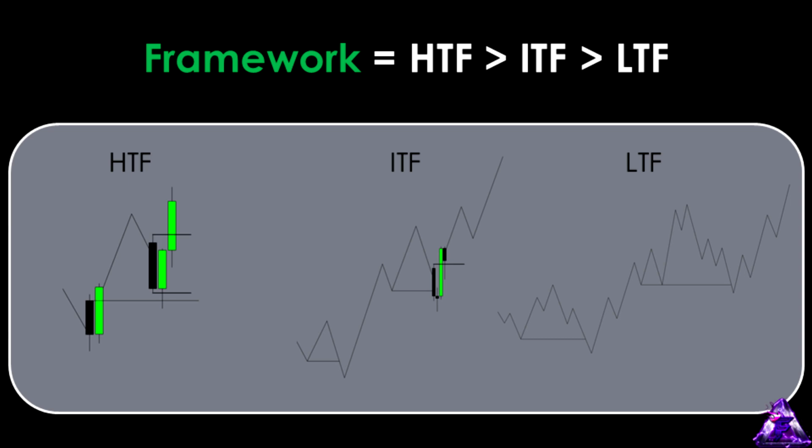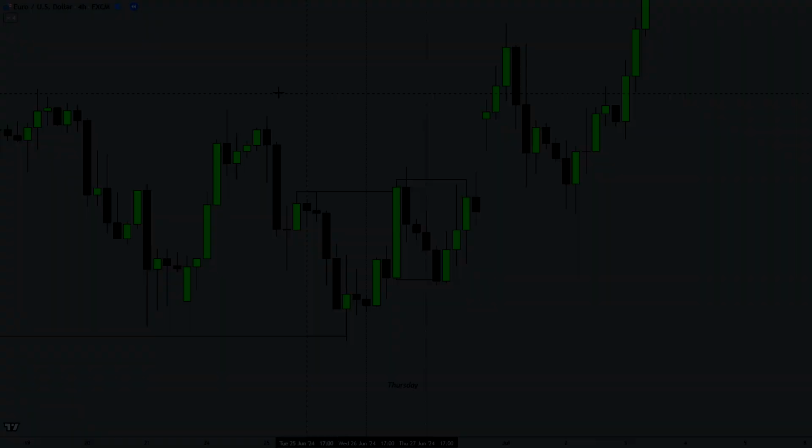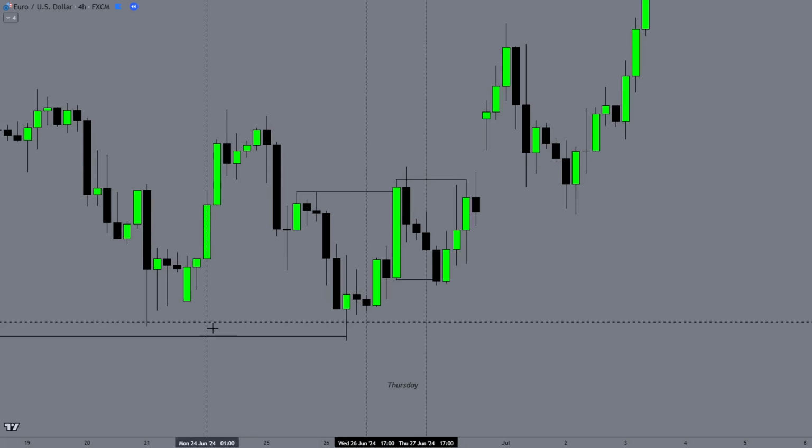Now, for example, if we are scalping, the higher timeframe would be the 15-minute chart, the intermediate would be the 5-minute, and the lower timeframe would be the 1-minute. This is how you utilize them effectively. Let's now go over some charts, and I'll provide you some examples of timeframe alignment, starting with intraday trading.